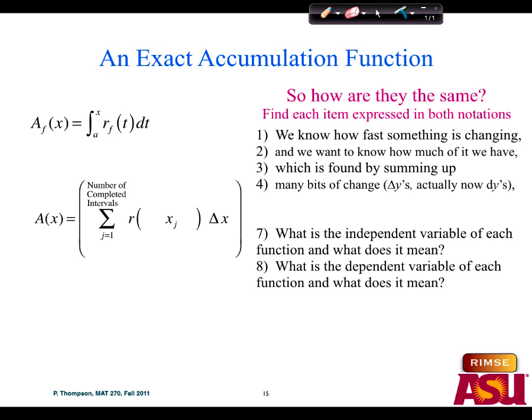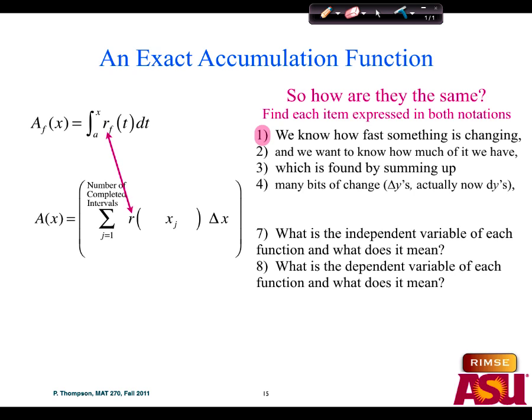R sub f of t, right? Or the exact rate function, right? And where do we see it down here? R sub xj, our pretend rate function, right? So we start with the exact rate function, and then we have the pretend rate function. That's where we see how fast something is changing.